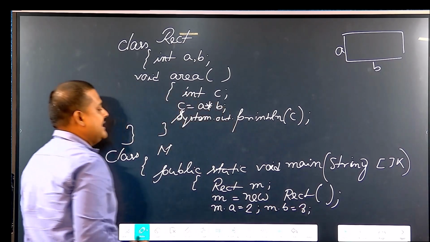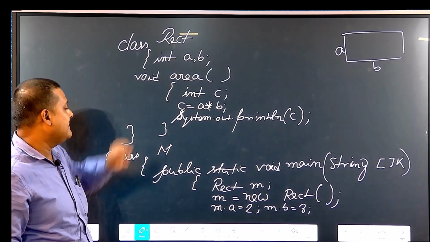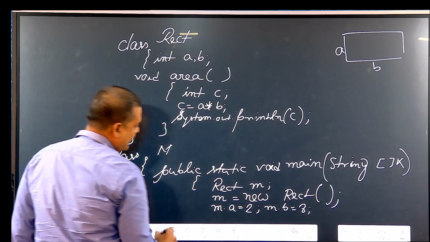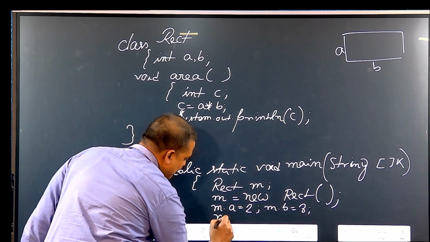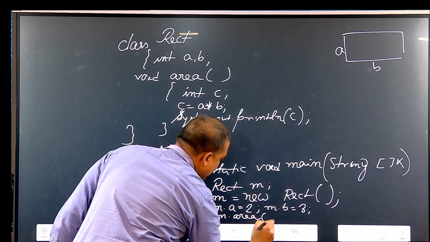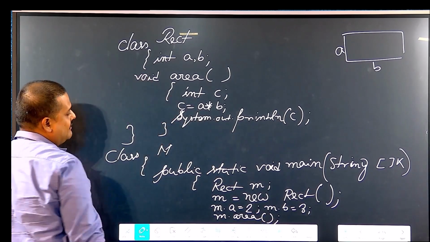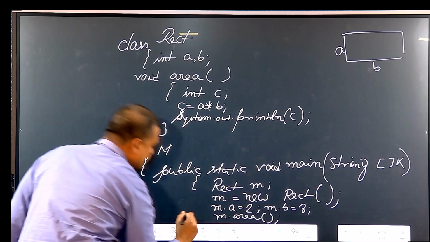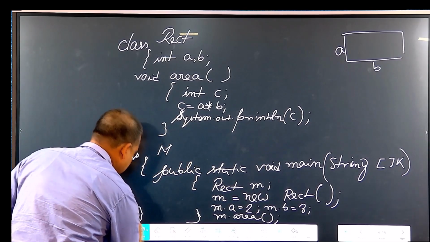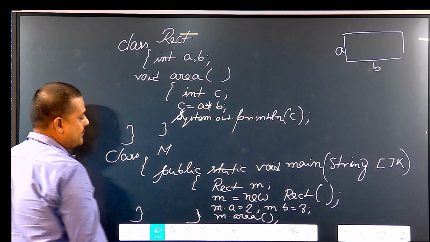When I send these, what will happen? a and b will be assigned 2 and 3, and then I am going to access the value with the help of M, I will call area, and by this this particular method will be called and we will get the answer. Okay, and there will be a bracket close here, and another bracket close here.